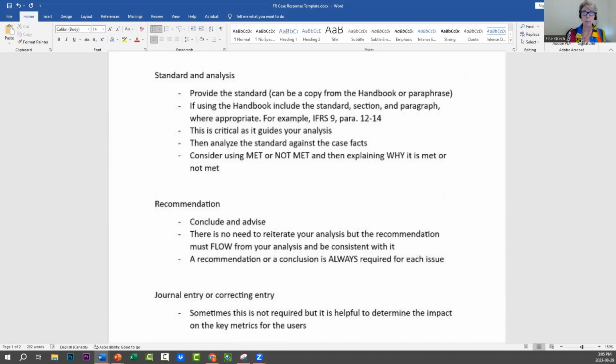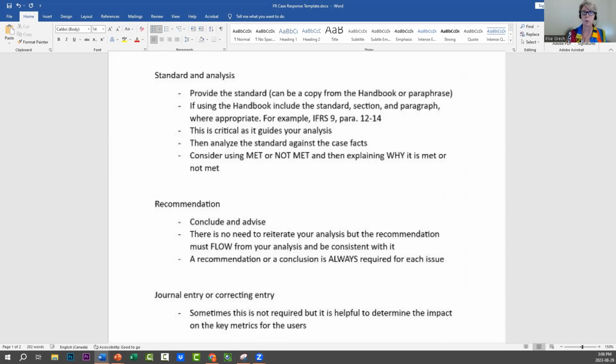Then at the bottom, after you've done the full standard and analysis, you're going to make a recommendation, conclude and advise. There's no need to reiterate your analysis, but the recommendation should flow from your analysis and be consistent with it. If you've done an analysis and then you tell me in the recommendation something that's the direct opposite of what you analyzed, that's problematic. You always have to have a recommendation or a conclusion. Do not say to your client, oh, you could do it either way.